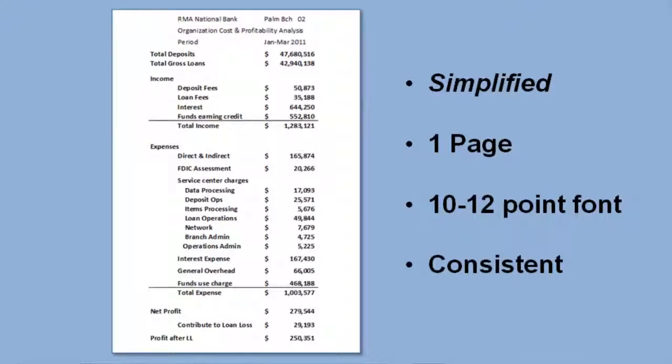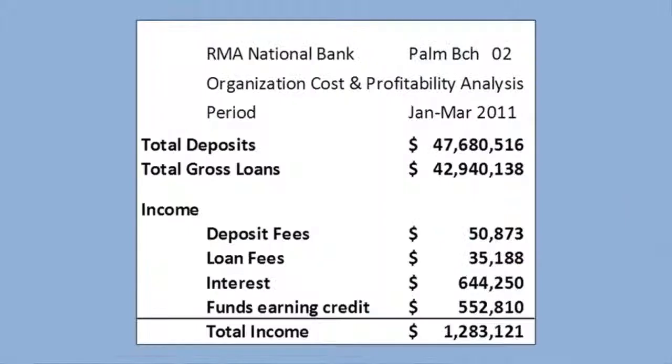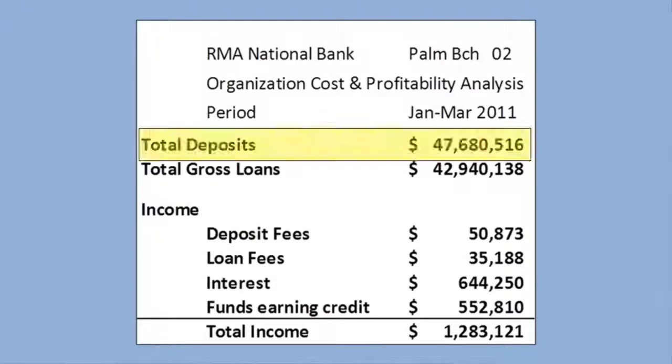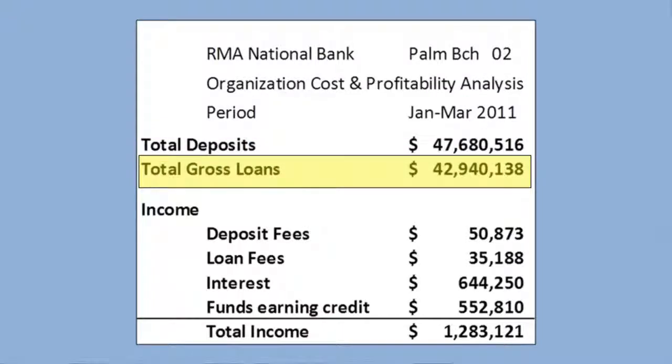This is a Palm Beach County branch number 2. This is a real bank, but it's been sanitized by name and a few numbers. The first thing you go to are the total deposits. Pretty healthy branch, $47,680,000. That comes from the general ledger or from the deposit application. Total gross loans. That means a combination of consumer, commercial, whatever you have booked in that particular organization. In this case, $42,940,000.